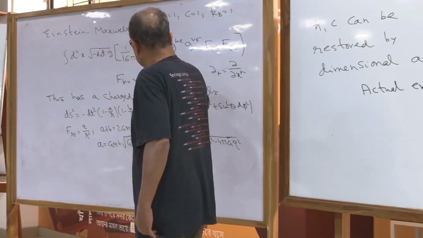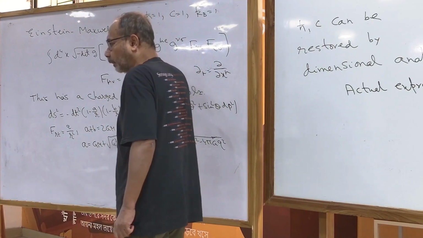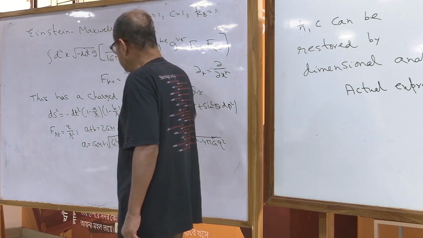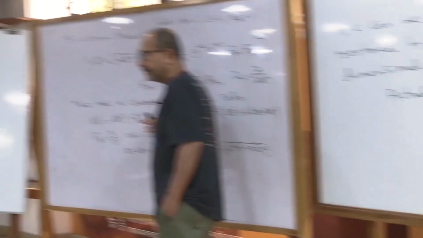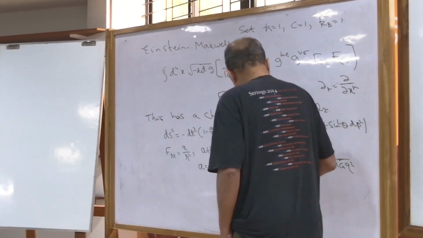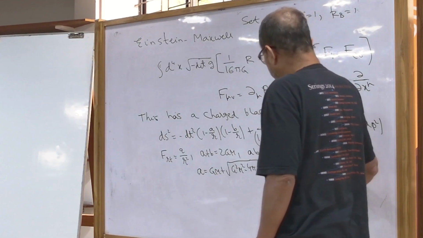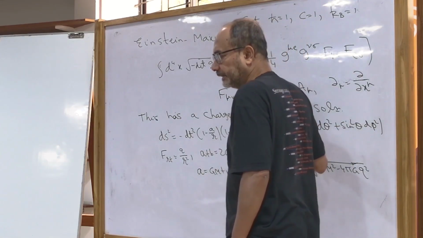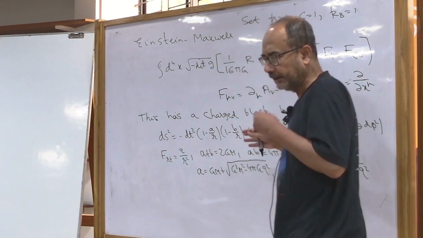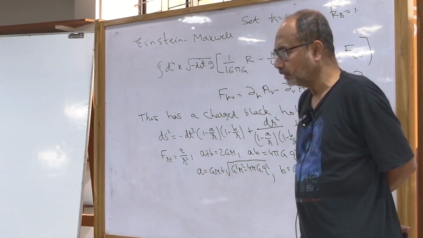So this particular theory also has a Schwarzschild solution, which is a special case of this. If you set Q equal to 0, you can easily convince yourself that this becomes the Schwarzschild solution. If you set Q equal to 0, then B is 0, and A is 2GM. Then this becomes a Schwarzschild solution. So this is a more general version. This is called the Reissner-Nordstrom black hole solution.